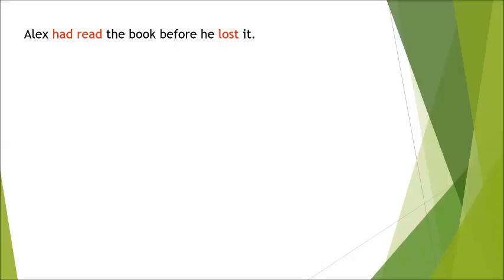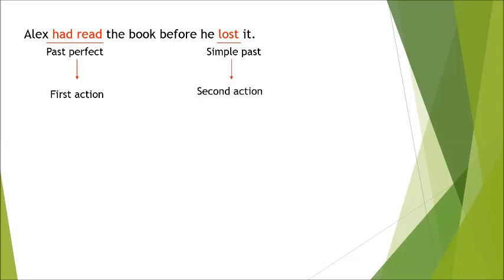Do you understand how that works? It's never bad to practice more and make more examples. Keep watching. Alex had read the book before he lost it. Alex had read the book. This is the past perfect tense. He lost it. It is in simple past tense. It's clear that first he read the book, then he lost it.